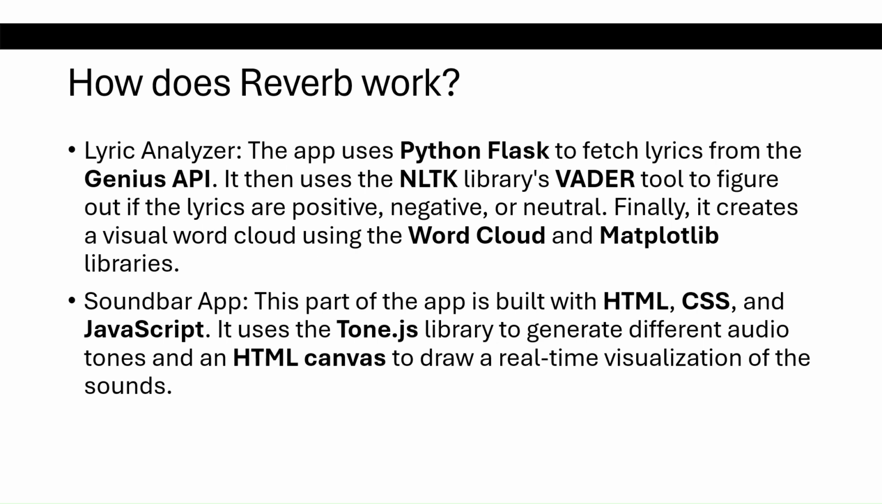Now how in the world does Reverb work? So first of all, the lyric analyzer uses Python Flask to fetch lyrics from the Genius API. It then uses the NLTK library's Vader tool to figure out if the lyrics are positive, negative, or neutral. Finally, it creates a visual word cloud using the wordcloud and matplotlib libraries.